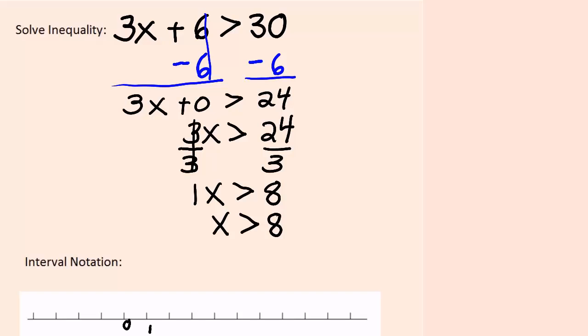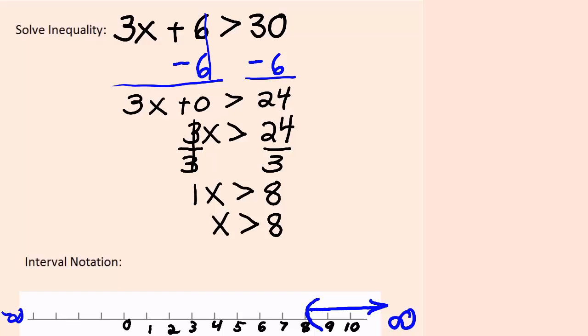In other words, x is going to be any number greater than 8, but not including 8, because this is a strict inequality. There's 8. On the number line, I put a parenthesis through 8 and an arrow going off to the right, just the way the inequality sign is pointing to the right.